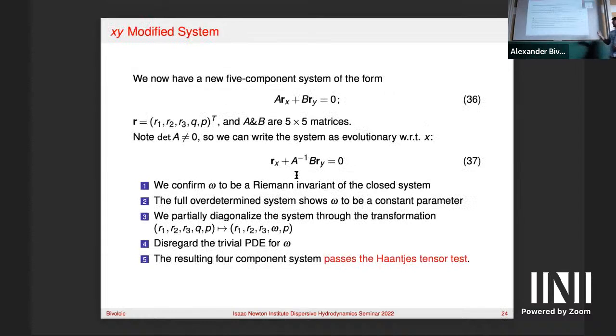However, we can put this in evolutionary form, and the frequency omega is a Riemann invariant of this different system, right? So we have our Riemann invariant. Once again, when you take into account the full compatibility conditions, omega is a constant of motion, so we can partially diagonalize, and that PDE is trivially satisfied. You get a 4-component system out of that. And we test that system, it passes the Haantjes tensor test. So now we have 3 integrable reductions of the KP-Whitham system.